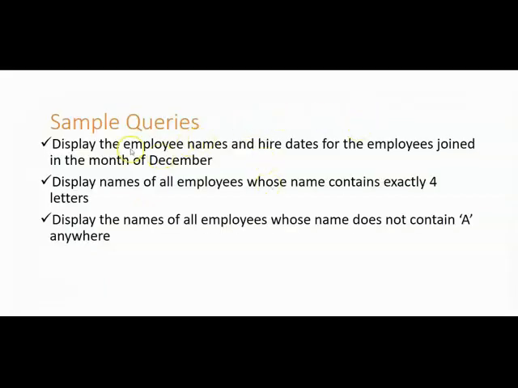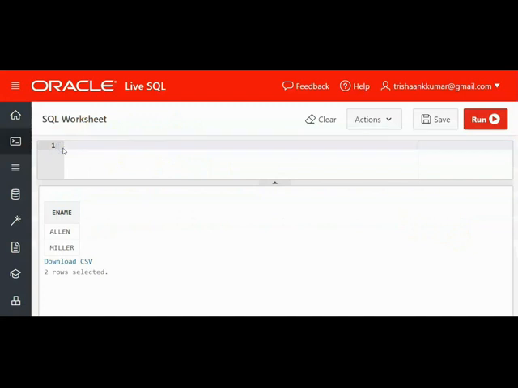Now we will see one more question. Display the employee names and hire dates for the employees who joined in the month of December. So what is the question? We want to display the employee hire date as well as the employee name for those employees who have joined in the month of December. We have a column called hire date in the EMP table, which stores values of date data type. We can also solve this question using date functions, but even without knowing date functions, we can solve it with a simple pattern.